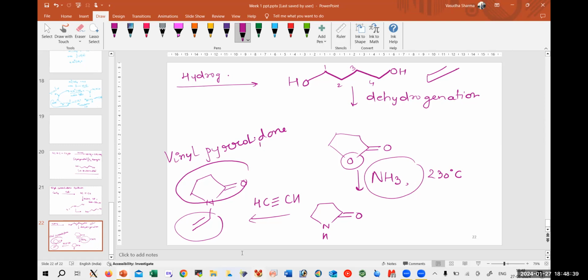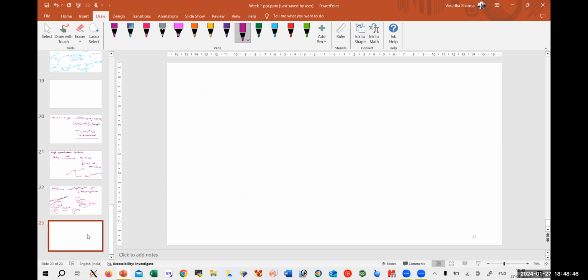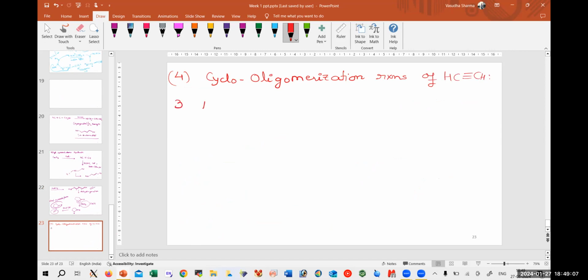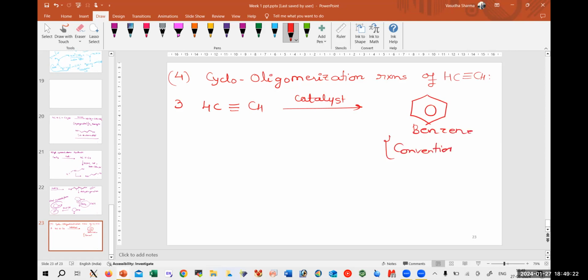So the last part of this lecture is cyclooligomerization reactions. So we have the fourth type of cyclooligomerization reactions of acetylene, where if I'm taking 3 molecules of acetylene in presence of the catalyst, I will tend to have a benzene group. So this is your conventional Reppe product.